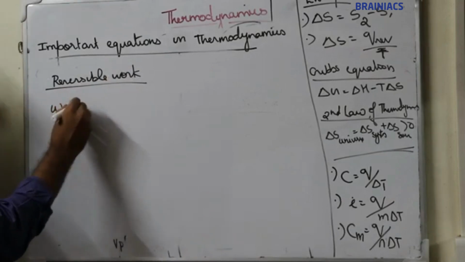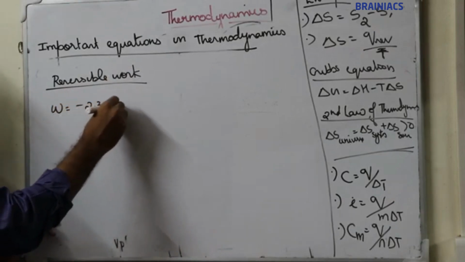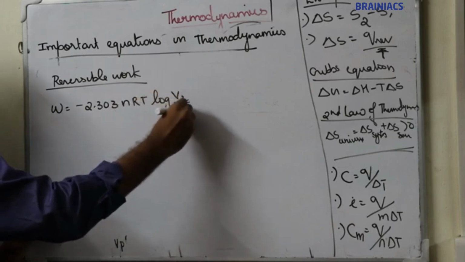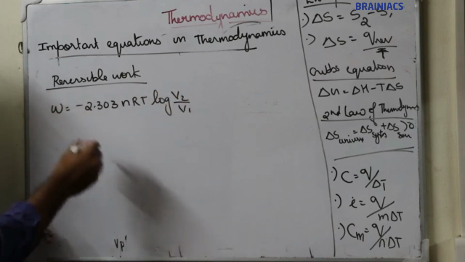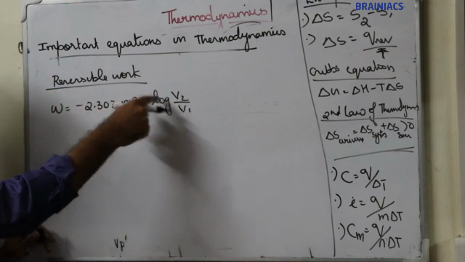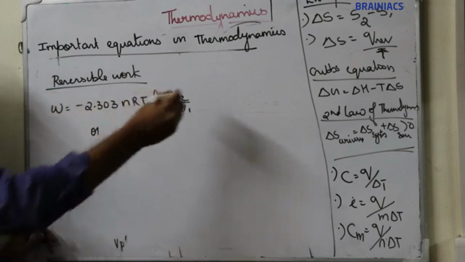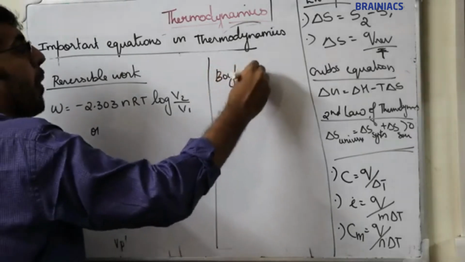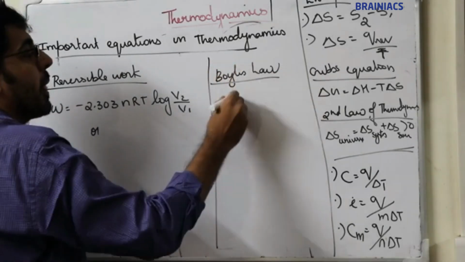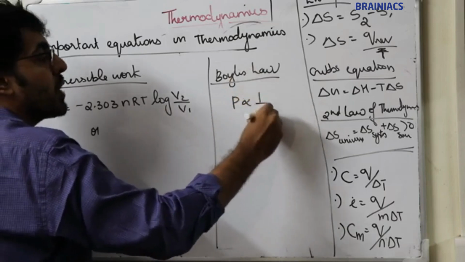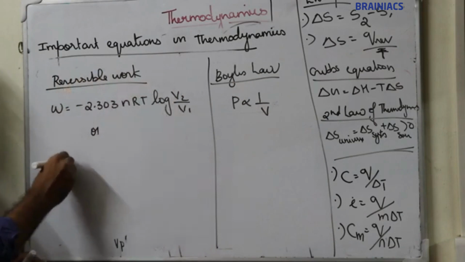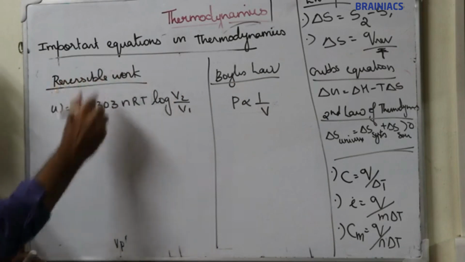W is equal to minus 2.303 nRT log V2 by V1. Now with pressure, we can express the same equation with pressure also. We know that according to Boyle's law, pressure is inversely proportional to volume, right? So by using pressure, we can express this equation for reversible work.